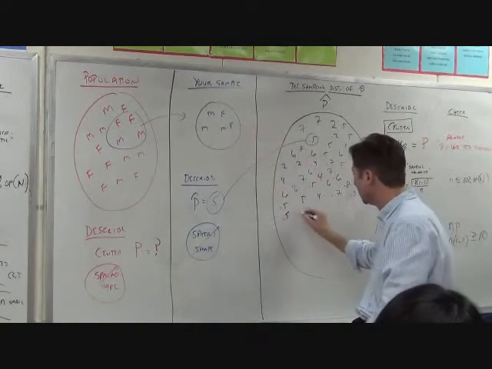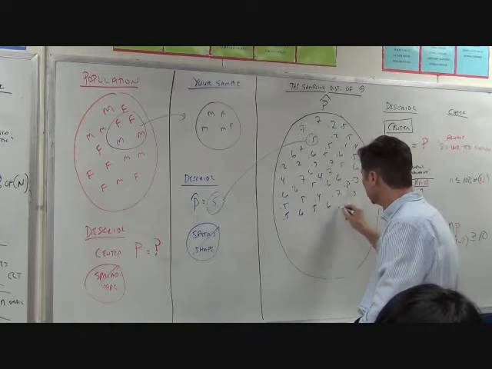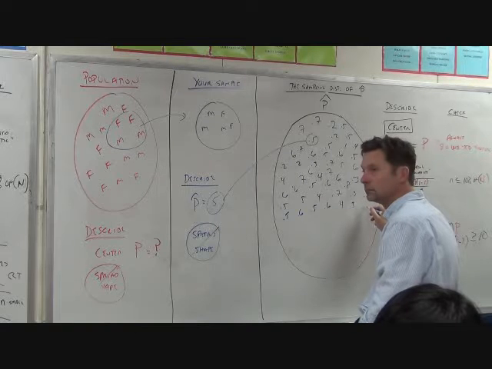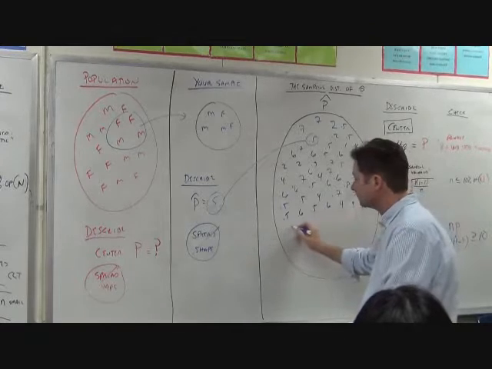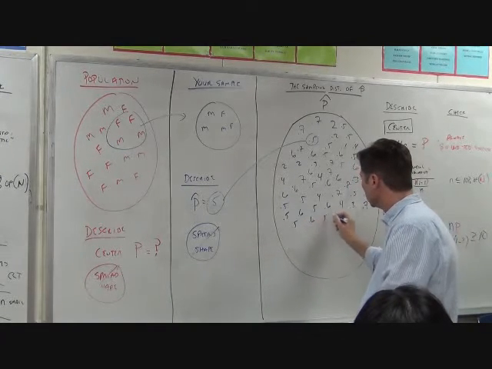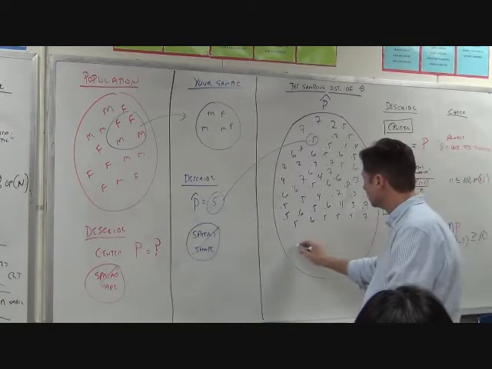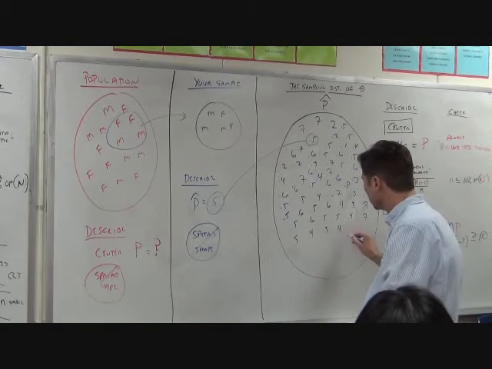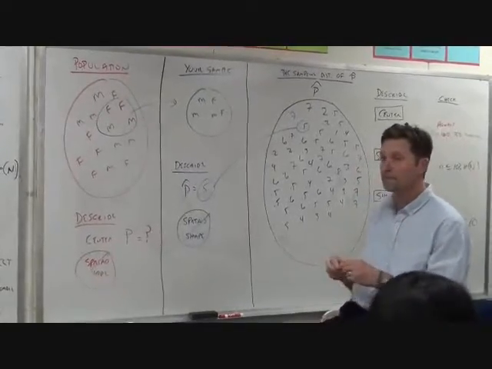0.5. 0.6. 0.4. 0.3. Okay, girls, 0.7. 0.5. 0.6. 0.5. 0.5. 0.4. 0.7. 0.5. 0.4. 0.3. 0.4. That's where we're at.